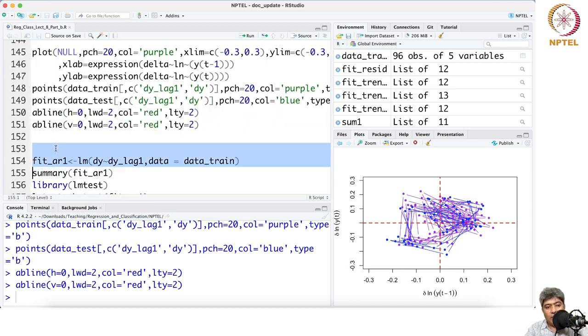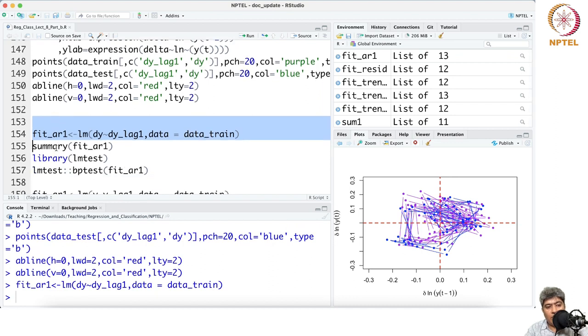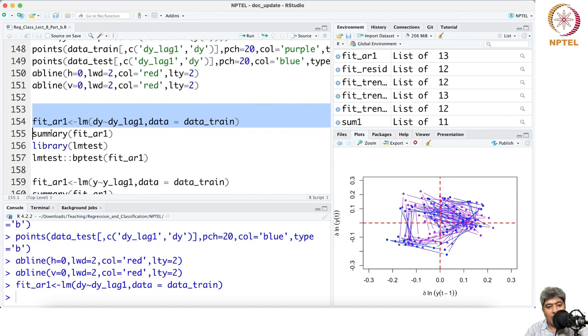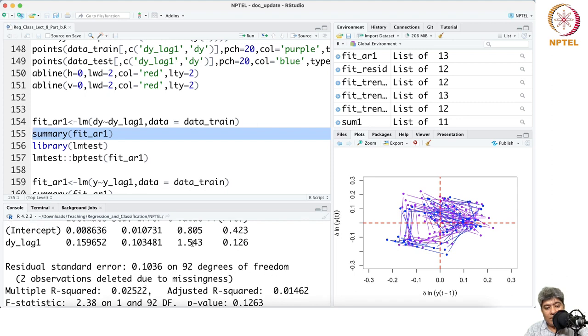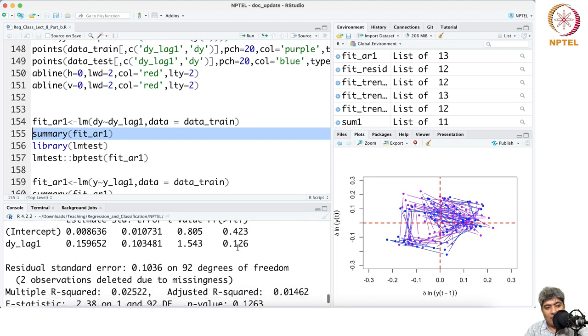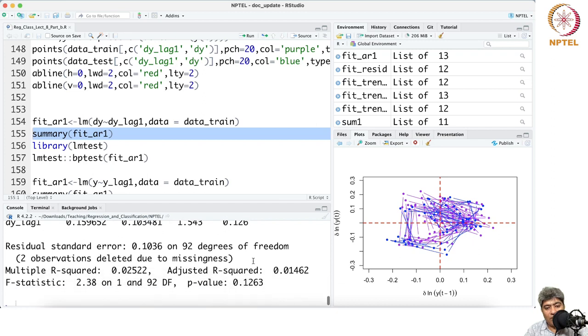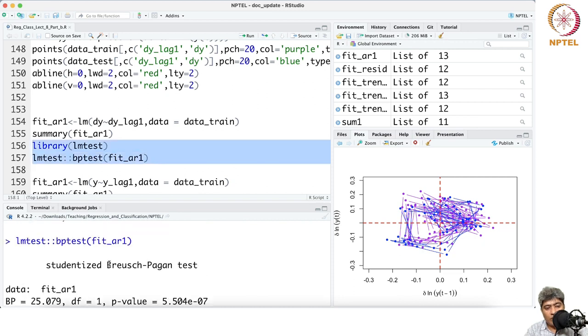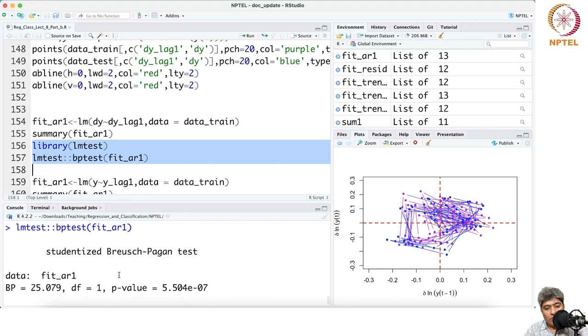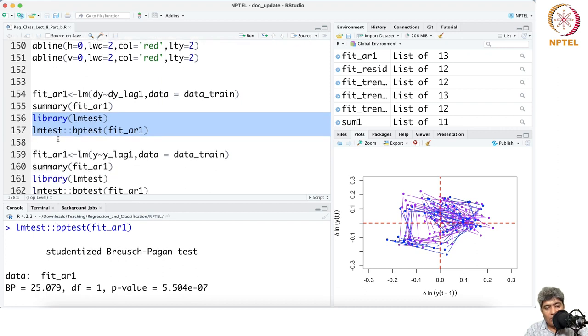All right, so now I'm going to fit this model with delta y as a function of the lag of delta log y, then summary. Interestingly, you see they're really not very significant. None of them are, and the adjusted R-square is not very high. If I run the Breusch-Pagan test, the residuals are also not homogeneous. So probably I will not use this model at the delta y level.